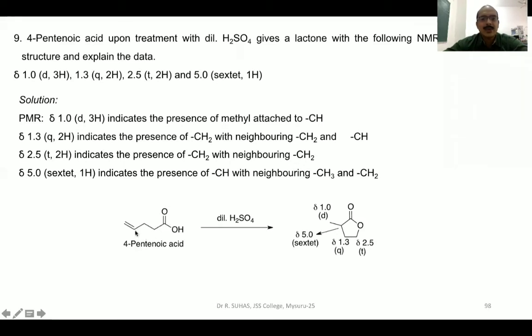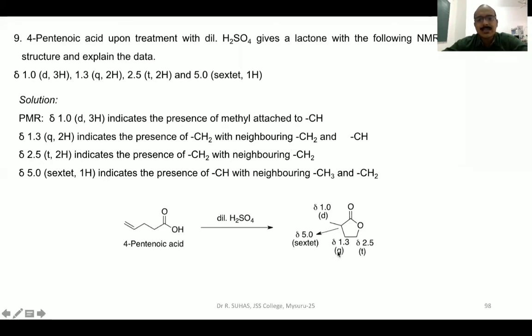4-pentenoic acid. So at the fourth position, 1, 2, 3, 4, you are supposed to put a double bond. So this is the structure of 4-pentenoic acid. When it is treated with dilute H2SO4, it undergoes a cyclization reaction to form a lactone. What are lactones? They are cyclic esters. Cyclic esters are called lactones.